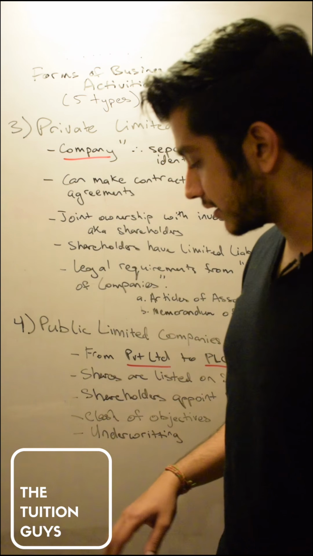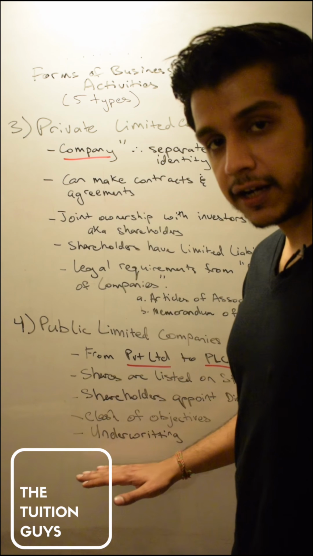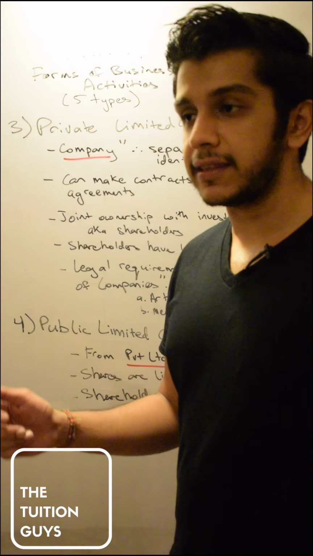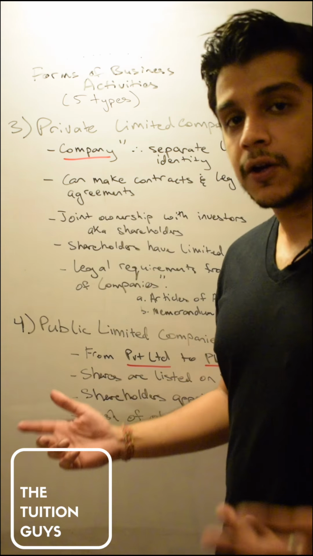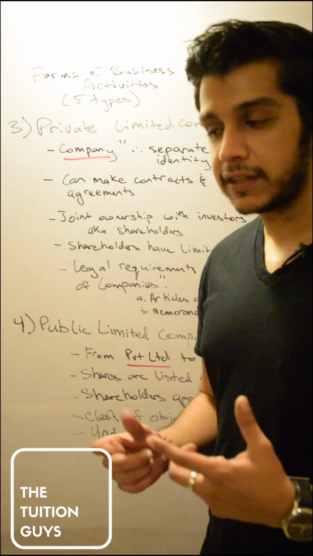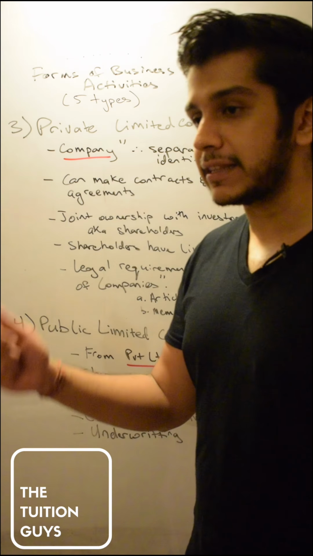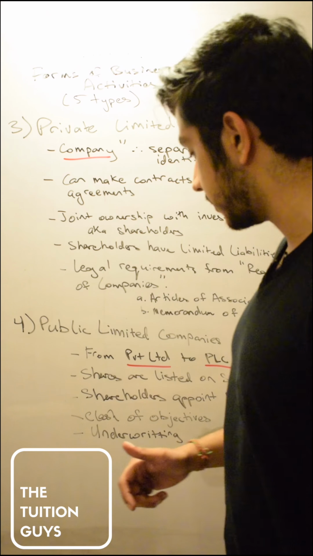But you do need to understand that there's a process called underwriting. Underwriting is when you go to an investment bank and they will value what each share, each portion of your company, is worth, and then they give you a price for that, and that's what you will sell your shares to people in general.